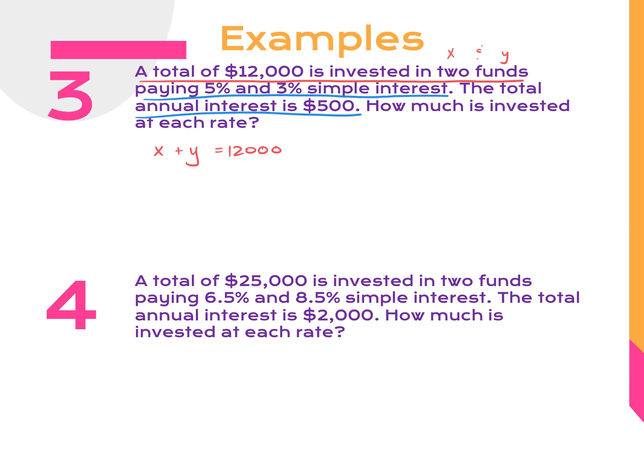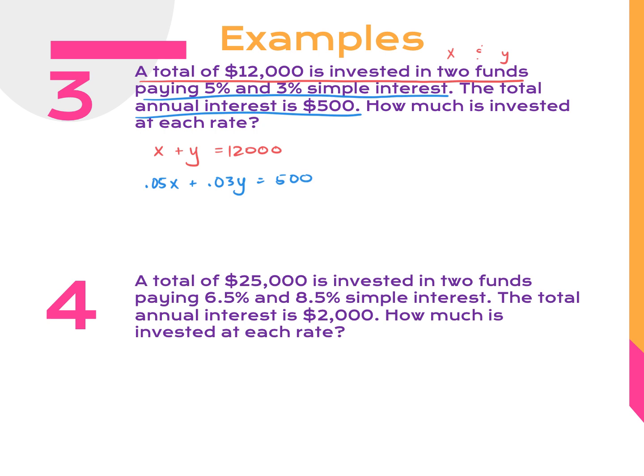So I could do something like this. 0.05 of X plus 0.03, like 3%, right? 0.03 of Y is going to equal 500. And so what I did was, this is the amount in each fund and this is the interest earned from each fund. But what I was able to do is get two equations with two variables. So now I can solve.